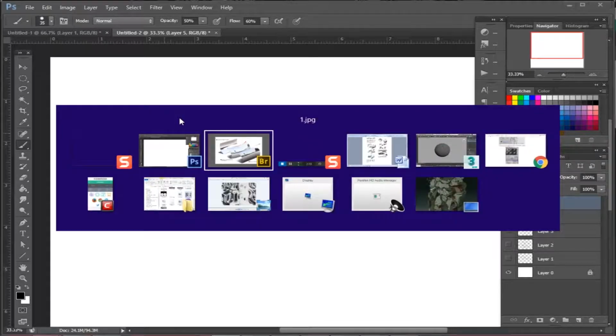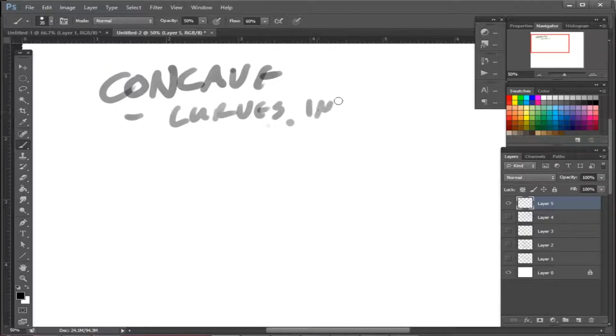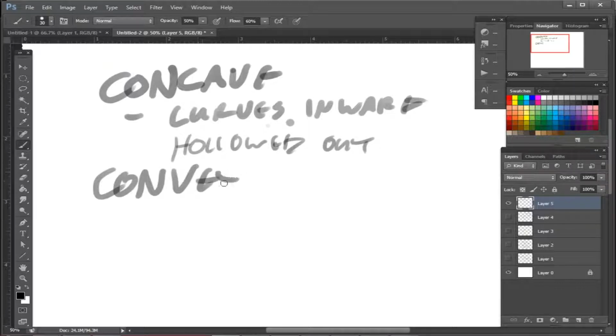Now, concave indicates the surface is curving inward, it's hollowed out. Convex indicates the opposite direction, it curves outward.